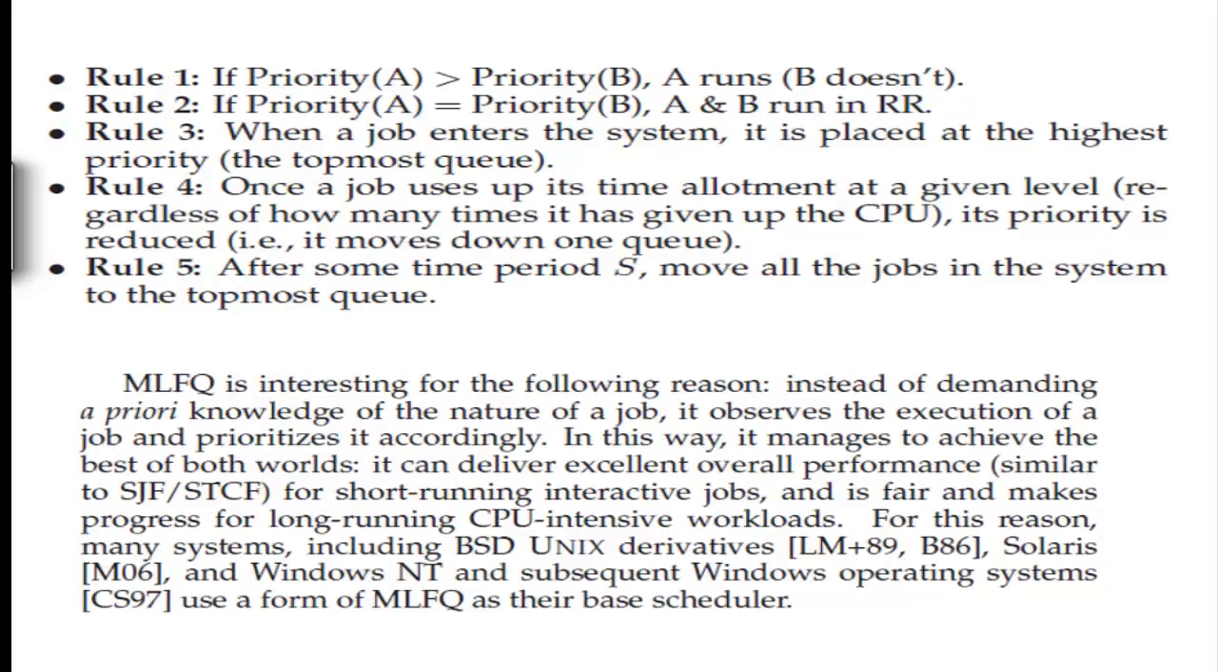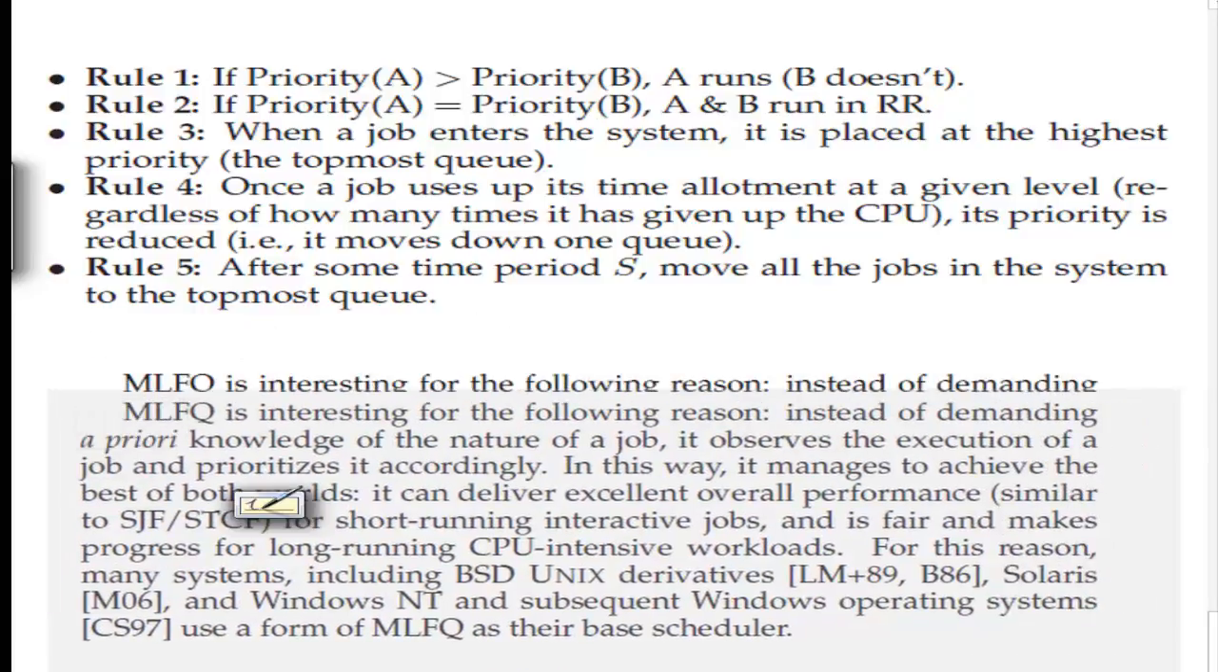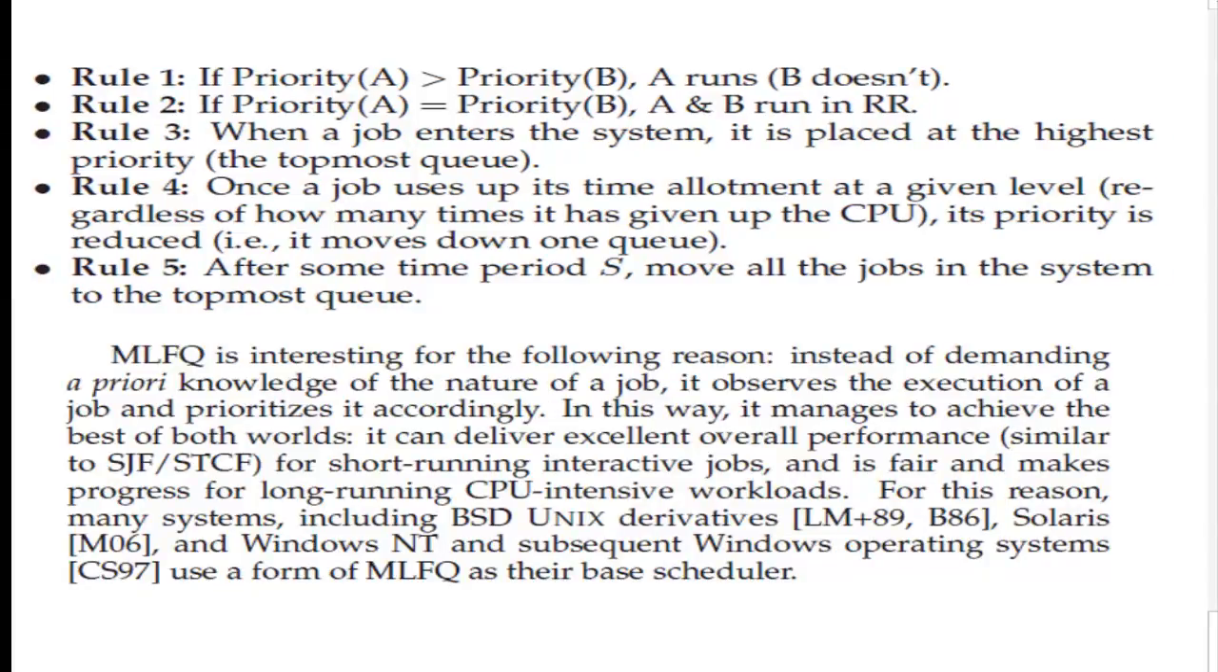So this multi-level feedback queue is interesting for the following reasons. The important thing is we are not demanding a priori knowledge of the nature of the job. It observes the execution of the job and prioritizes accordingly, because we get feedback and can do much better. So we are achieving the best of both worlds. It delivers excellent overall performance, like SJF and STCF for short running interactive jobs with lesser turnaround time, and it is fair and makes progress for long running CPU intensive workloads as well.